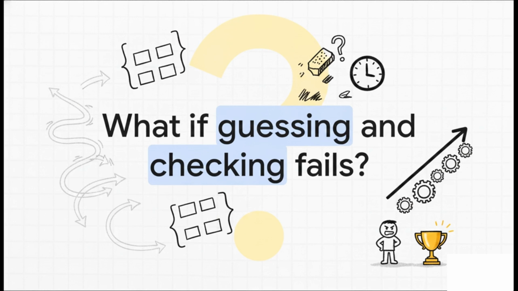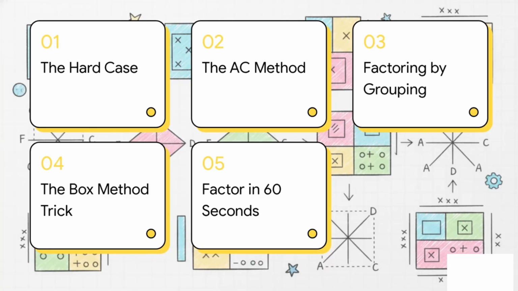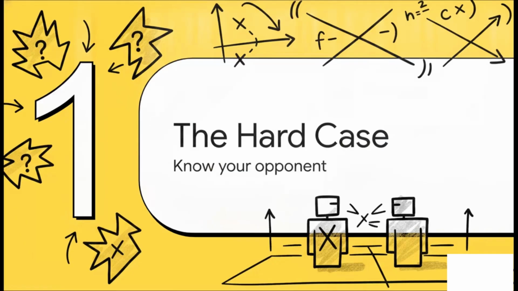Today, I am giving you a rapid-fire strategy that works every single time. We are swapping out that test anxiety for pure confidence. So here's our game plan for the explainer today. 1. The trinomial hard case. 2. Mastering the AC method. 3. Factoring by grouping. 4. The box method trick. And 5. Factoring in 60 seconds. All right, let's kick things off with Section 1, the trinomial hard case.